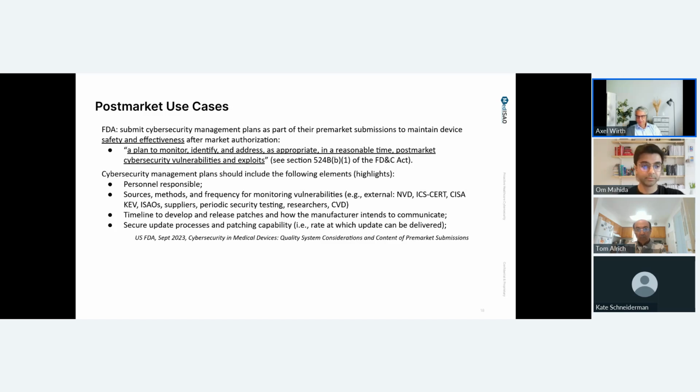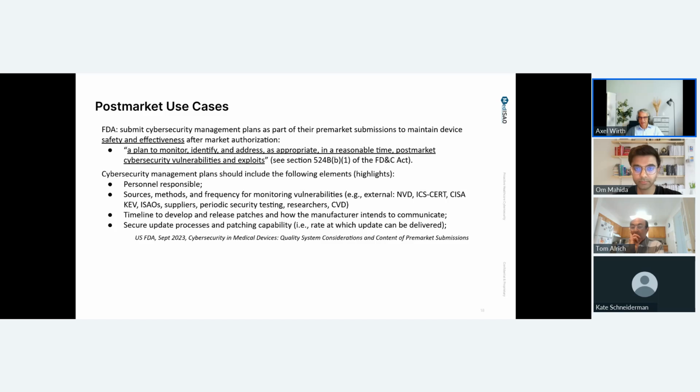So I think the pre and post-market use case for SBOM is distinctly different. In the pre-market case, as Om was saying, it is all about creating a more secure product, including non-security aspects like licensing and end of life and so forth. In the post-market use case, it's really more about being able to identify new vulnerabilities, being able to respond to newly identified vulnerabilities, being able to efficiently assess the risk, whether it's controlled or uncontrolled, and to also effectively communicate with your customers.